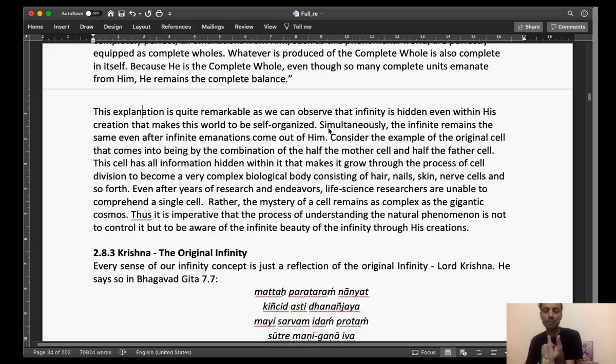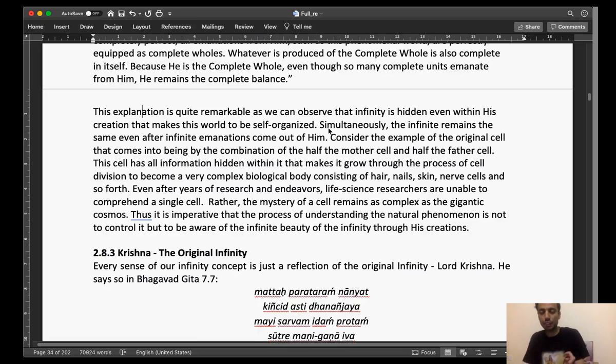Sir is giving an example. You see, our body has all the information. Different parts perform different functions and have different structures. My skin has a different structure and function, and so many organs have different structures and functions. But all this information was there in that one cell, right?